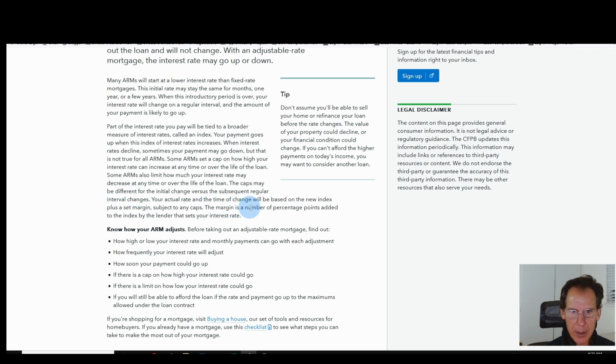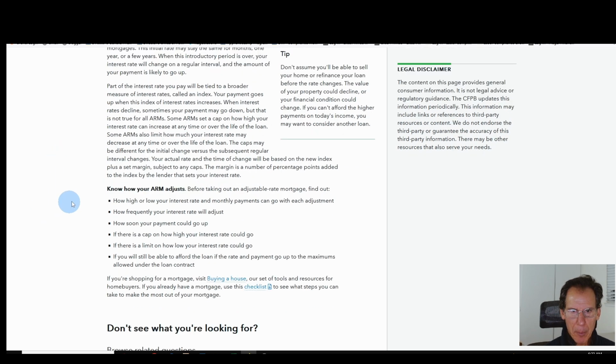Your actual rate at the time of change will be based on the new index plus a set margin, subject to any caps. Sometimes it's 2%. That's pretty aggressive, the margin. I would shop for the lowest possible margin and the least volatile index. The prime rate moves whenever the Fed makes their change. The problem with the prime rate is it is very slow to move down, as opposed to the 1-year treasury, which is a day-to-day adjustment.